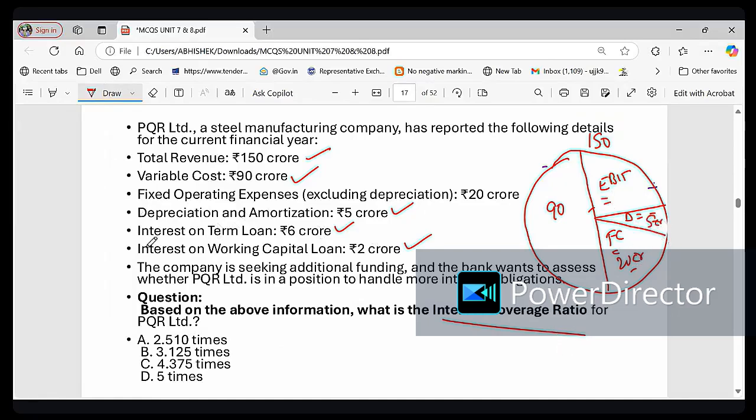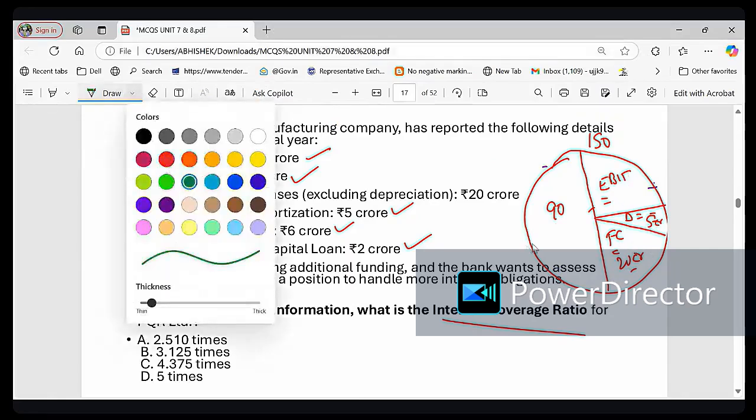Just see this particular pie chart and you can easily calculate the EBIT. I'm waiting for your response. Please do the calculation. Out of 150, if you subtract 90, what will you get? It is very simple to calculate this EBIT. Let me explain how to do that. 150 minus 90 becomes 60, further subtract 20, further subtract 5. So this will be how much?